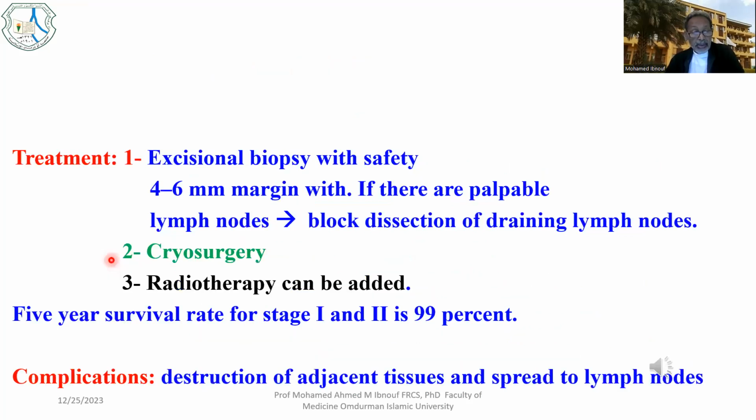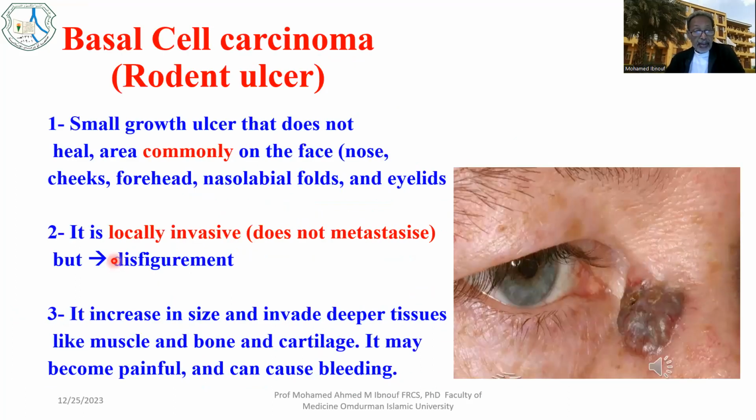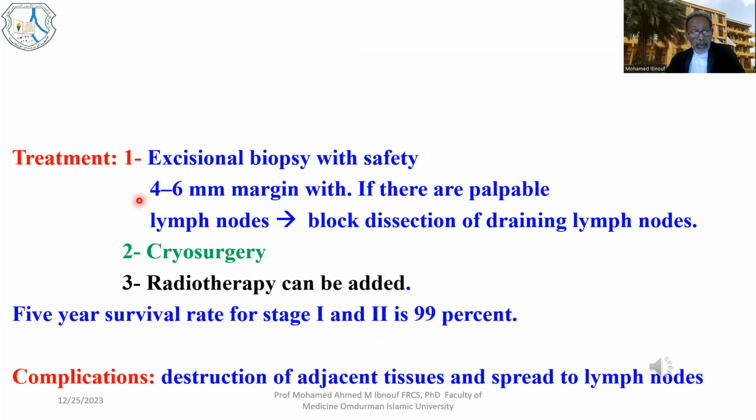This is a very superficial in situ carcinoma. Now, the treatment is usually excisional biopsy with a safety margin of about 1 centimeter around the ulcer. And if there are lymph nodes involved, we have to remove these lymph nodes. For superficial in situ squamous cell carcinoma, we can use cryosurgery, and in advanced cases, we can use radiotherapy.